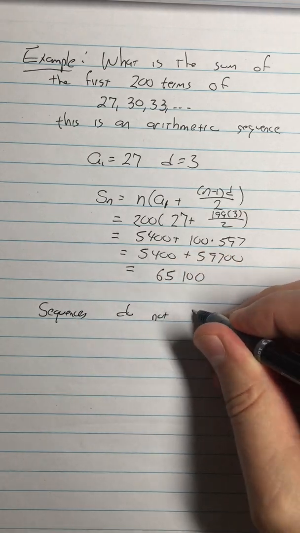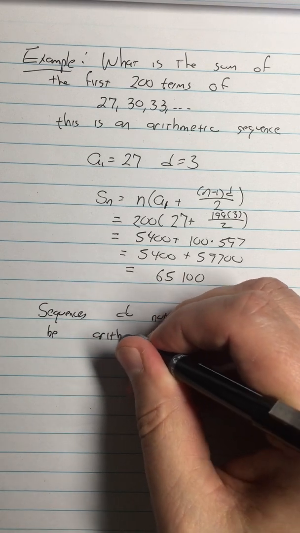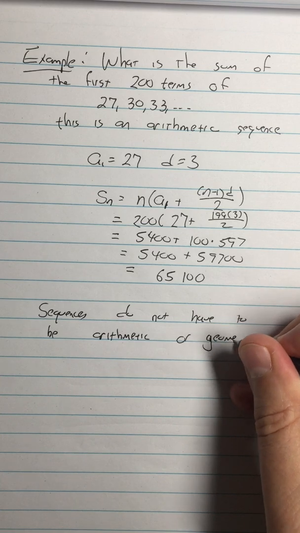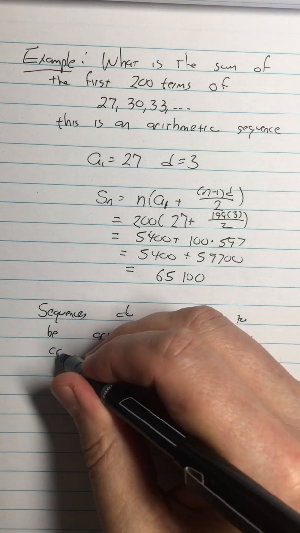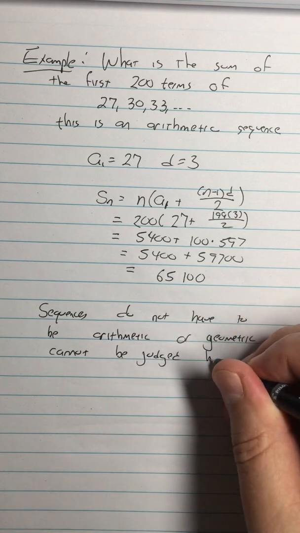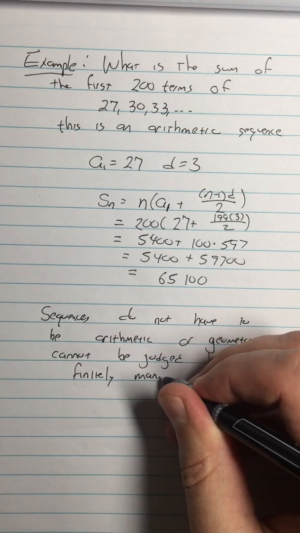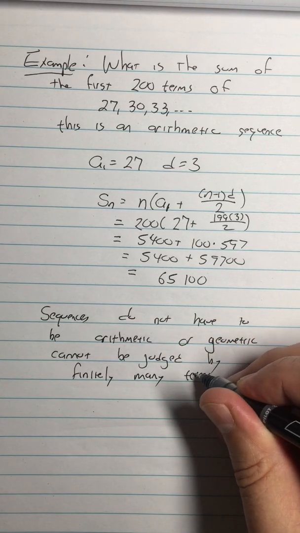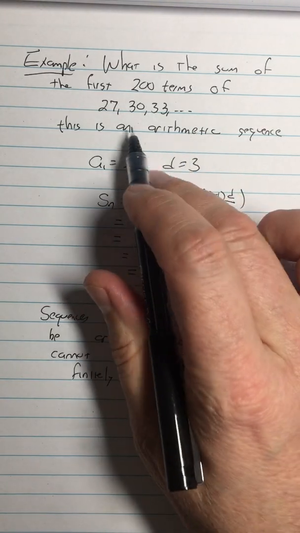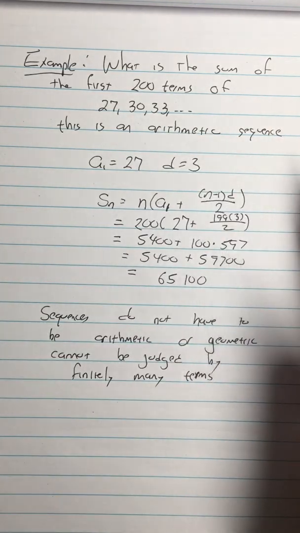All right, sequences do not have to be arithmetic or geometric, and they cannot be judged by finitely many terms. So you have to have some way to know something about the infinitely many terms. For example, as long as we know this is an arithmetic sequence, then we know not only the terms that were shown, we know all of the terms because it's an arithmetic sequence.